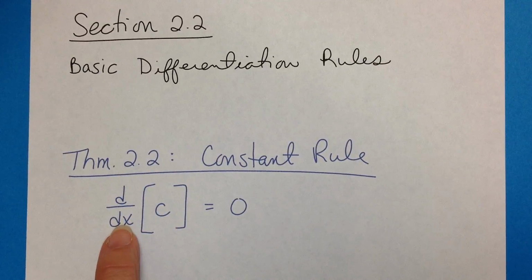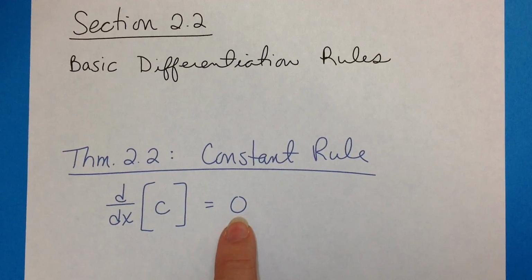So this could be, what is the derivative of 5, or what is the derivative of -1/2. The derivative of a constant is always just going to be 0. Now don't get that confused with a limit, because the limit of a constant is the constant, but the derivative of a constant is going to be 0.